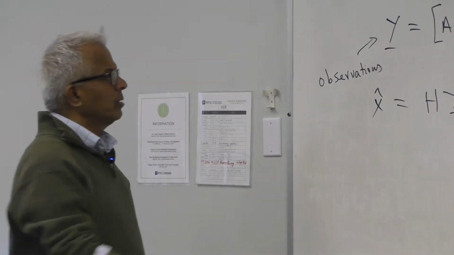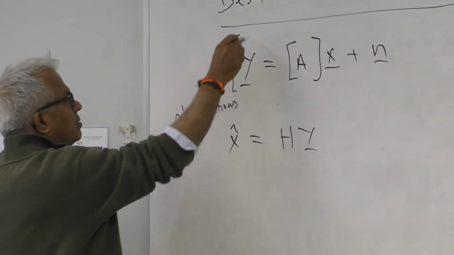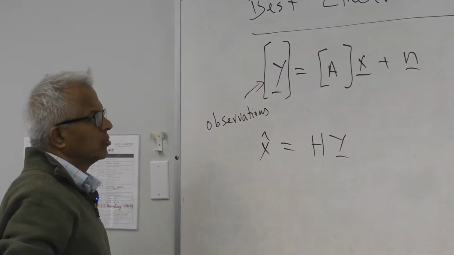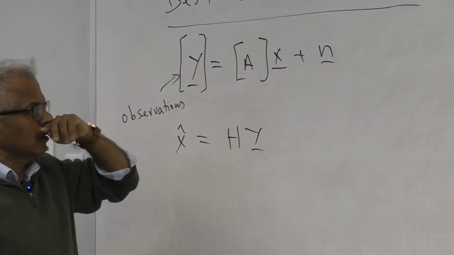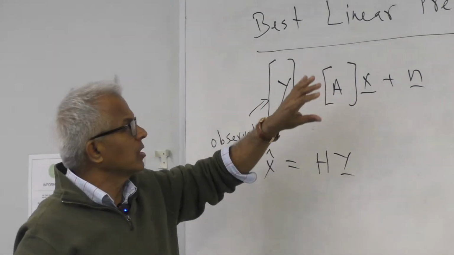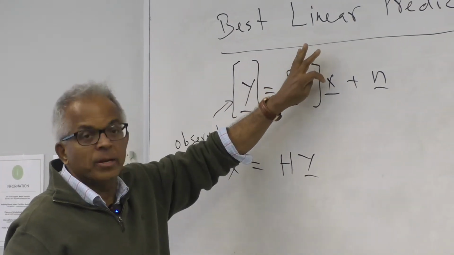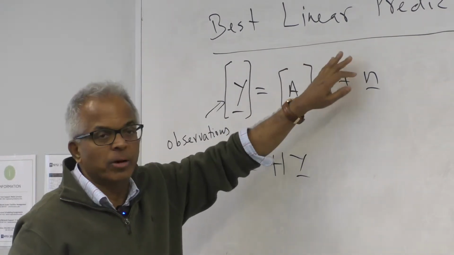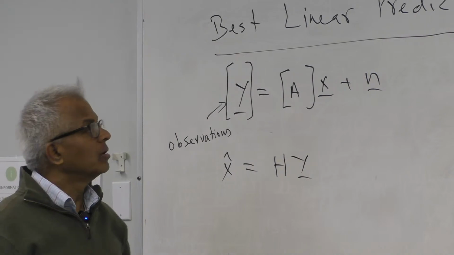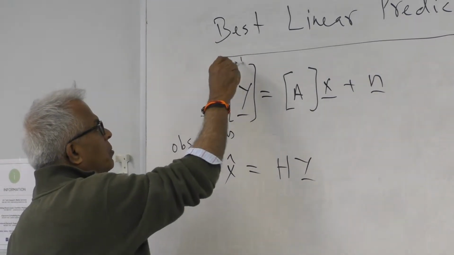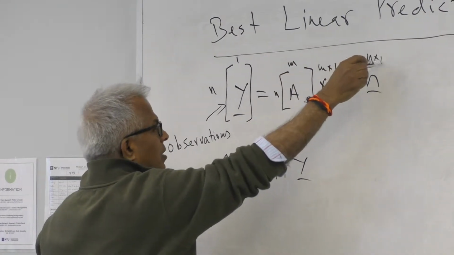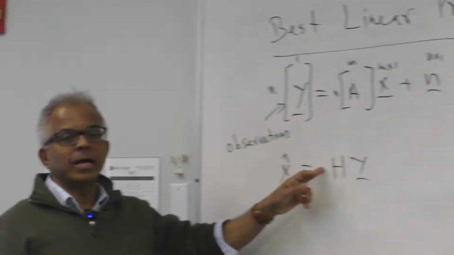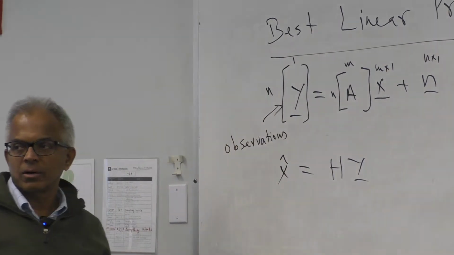It doesn't have to be square. Depending on the observations, this could be long, in which case this will be long and short here, or the other way. But the dimensions will match. In other words, if this is m by n, this will be n by 1, and this will be m by 1. Remember, if this is n by 1, this will be n by m, and this will be m by 1, this will be n by 1. And so this will be m by n, because of the dimensions.